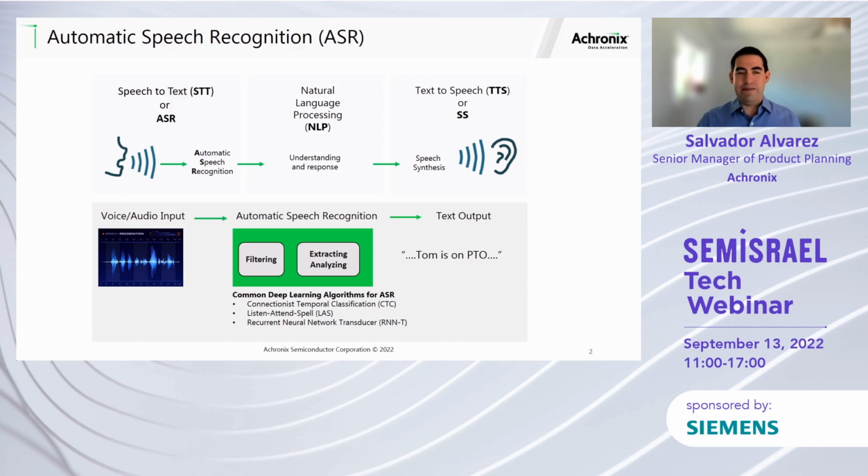Typical ASR models, which we'll be focused on today, are connectionist temporal classification, listen, attend, spell, and recurrent neural network transducers.